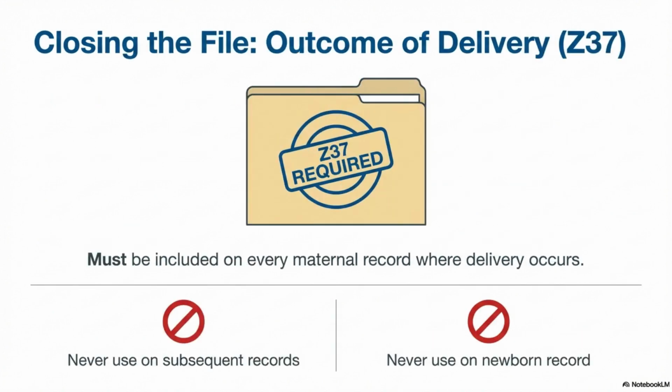When a delivery occurs, an outcome of delivery code, Z37, must be assigned on the maternal record. A few important reminders. A Z37 code is required on every delivery encounter. It is never used on subsequent visits after delivery. And it is never assigned on the newborn record. This code captures the final outcome of the pregnancy and completes the delivery episode.